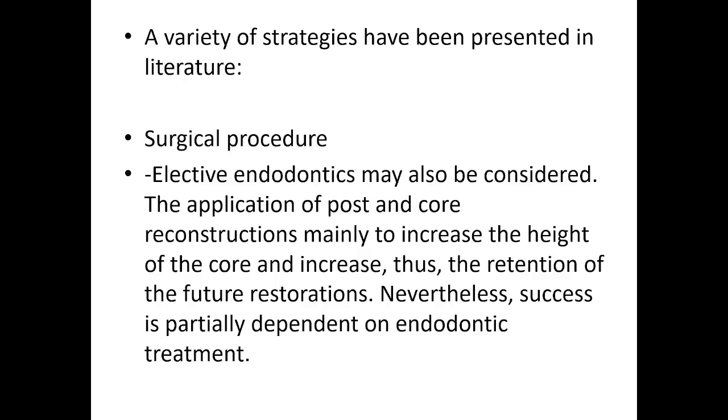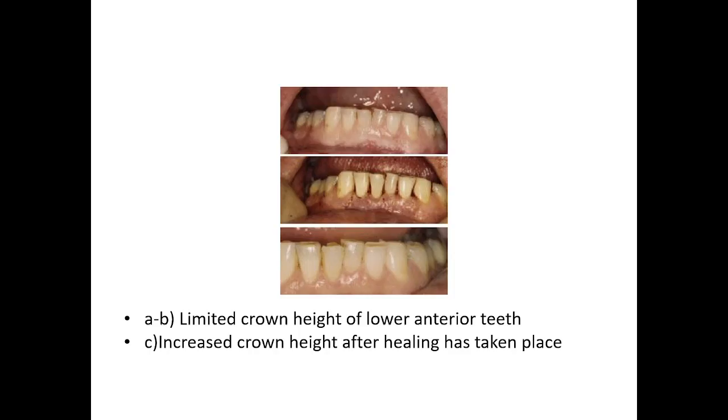First, surgical procedures like crown lengthening. Elective endodontics may also be considered, where the application of post and core reconstruction is mainly to increase the height of the core and thus the retention of the future restoration. Nevertheless, success is partially dependent on the endo treatment. This is a case where we have a limited crown height of the lower anterior teeth. Then we increase the crown height after healing has taken place, a crown lengthening.